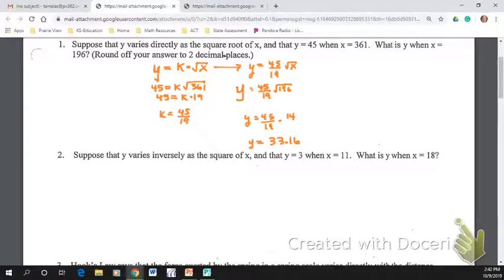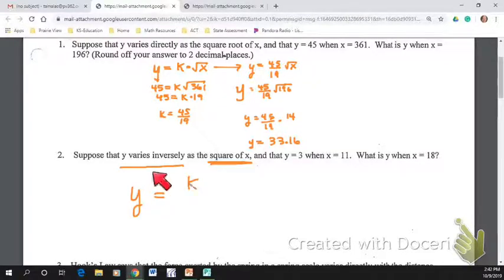Okay, example 2. Varies inversely as the square root of x. No, it did not say the square root of x. Square of x. You threw the word root in there, right? You forgot to put it in there. No, I did not. Okay, now watch this. It makes a difference. Listen. So x squared. Y is equal to k times x squared.